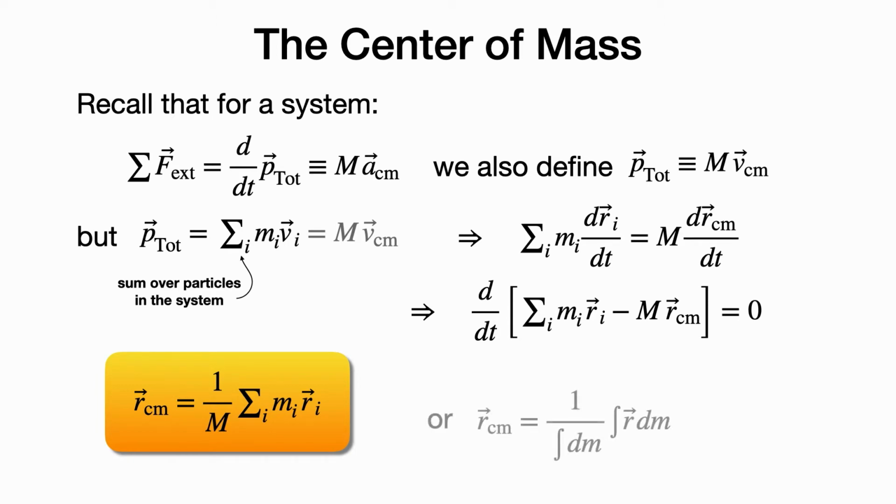We can also write out a similar expression for an extended object. In this case, the total mass is going to be defined as the integral over every little bit of infinitesimal mass making up the entire extended object. Similarly, the sum over the individual particle's mass times its position will be replaced by an integral over the individual little bits of infinitesimal mass times their position.